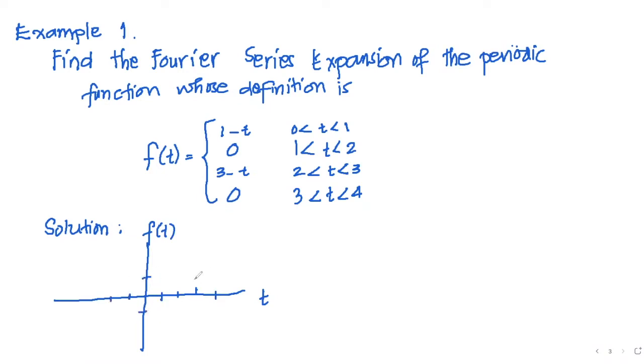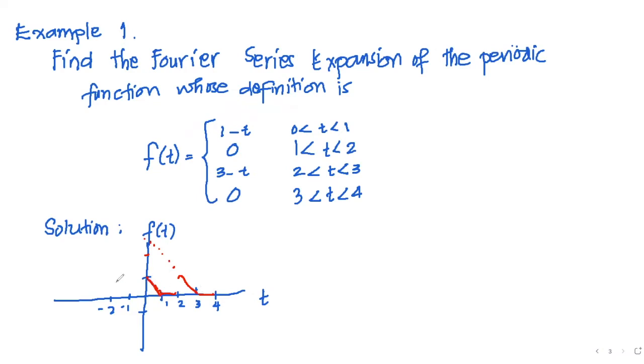As you can see, when t is from 0 to 1, the value of the function is 1 minus t. So you have an intercept equal to 1, slope is negative 1. So this is how you sketch 1 minus t. And from 1 to 2, the value is 0. From 2 to 3, you have a negative slope and intercept equal to 3. So this is how you sketch this line. And from 3 to 4, the value is 0.